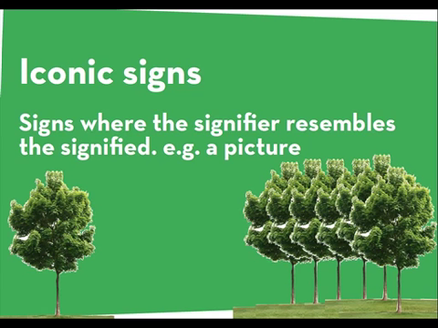Iconic signs. This is getting to the second step of semiotics, when we're getting a little bit deeper into it. Signs where the signifier resembles the signified. So, a tree is an icon, not of a tree, but an icon of a forest. So you could have forest and bird as a word, and then a tree. And the tree acts as an icon.